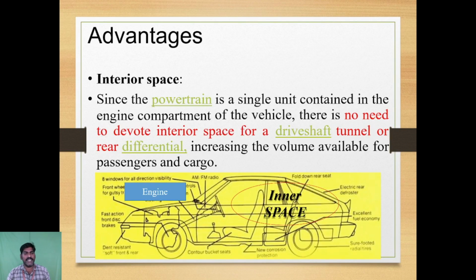Advantages: interior space. Since the power train is a single unit contained in the engine compartment of the vehicle, there is no need to devote interior space for a drive shaft tunnel or rear differential, increasing the volume available for passengers and cargo.